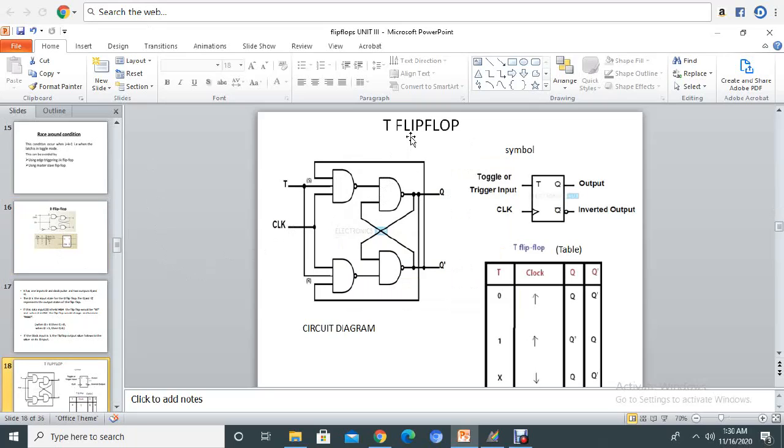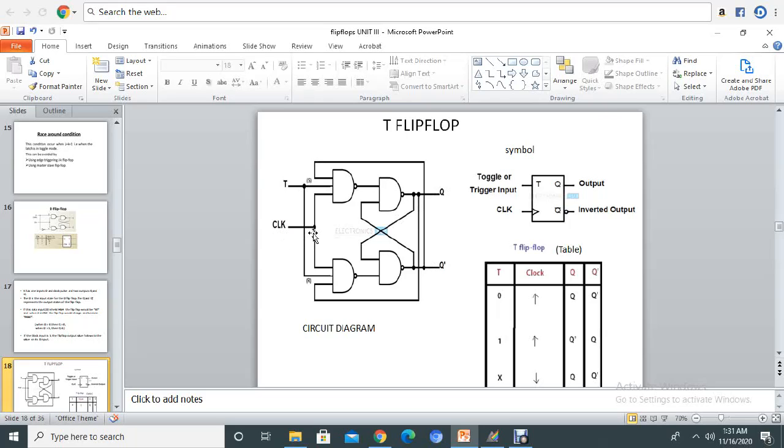T flip-flop, or toggle flip-flop. Here, by connecting J is equal to K, by joining the inputs J and K, you can convert a JK flip-flop into a T flip-flop. So this is the J input, this is the K input, joined together and taking a single input. This input is called T. In T flip-flop we have a single input and two output states, Q and Q bar. Q is the output of T flip-flop.